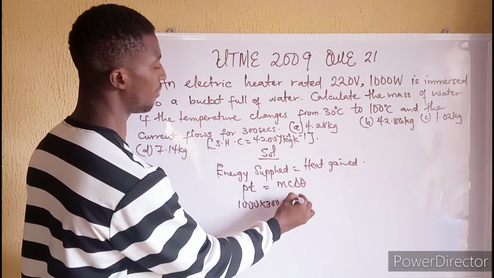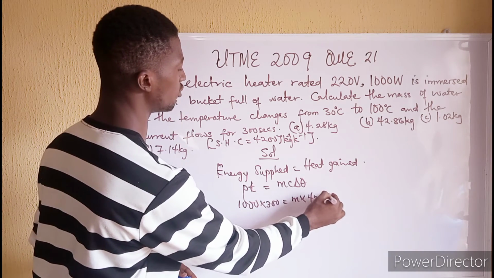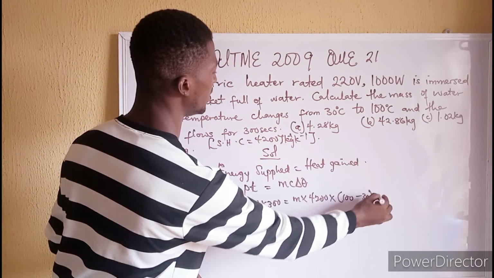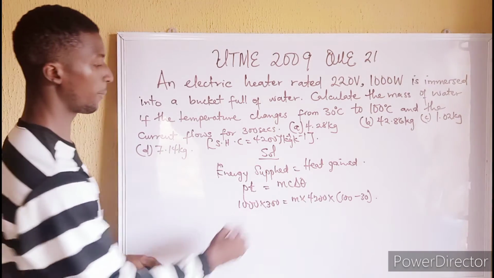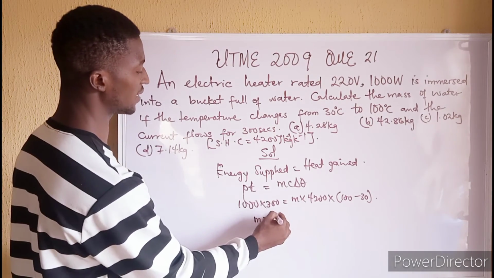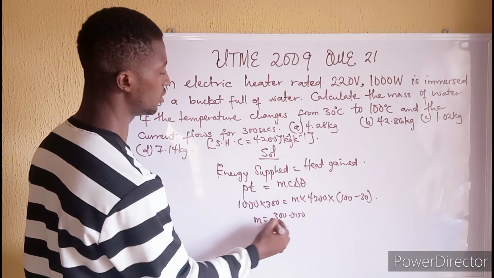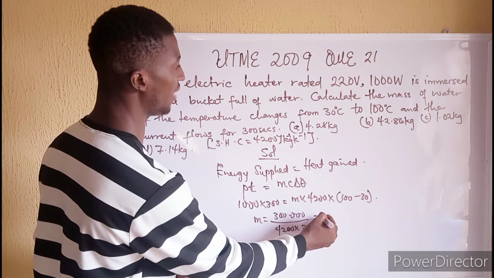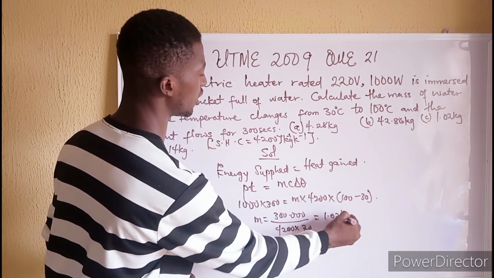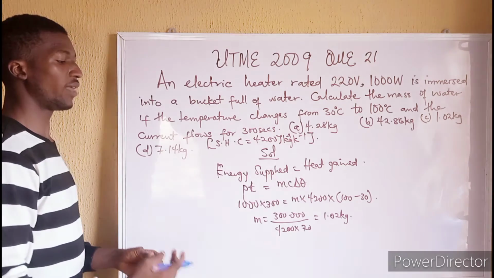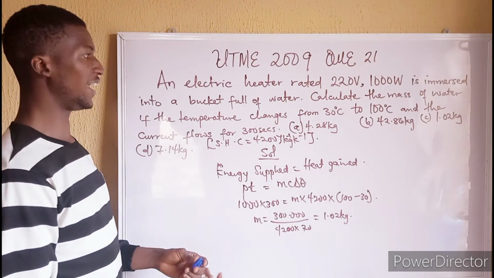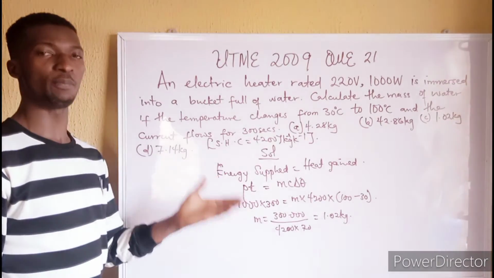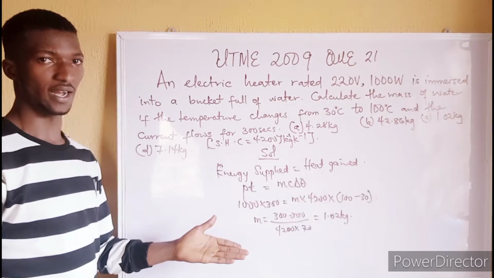And we have it equals the mass which you're looking for, 4,200, times the temperature change, which is from 30 to 100 and can be taken as 100 minus 30. So here we have our mass to be given as 300,000 over 4,200 times 70. So here we have it to be 1.02 kg. So the mass of water that was boiled here is said to be 1.02 kg. This is when we're considering a poor conductor as the container.